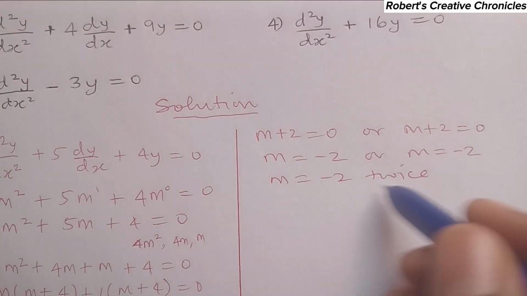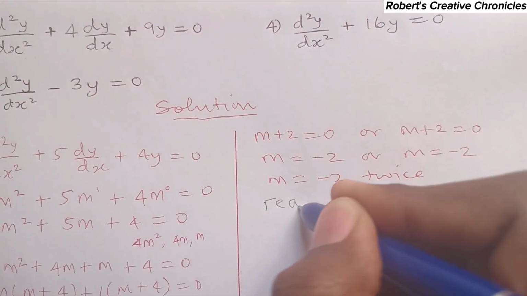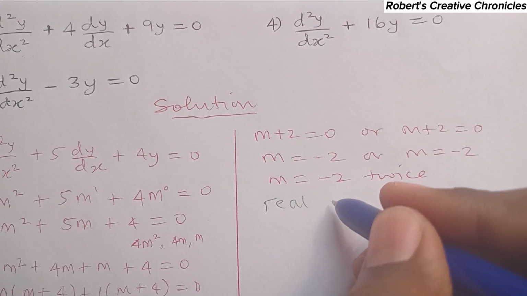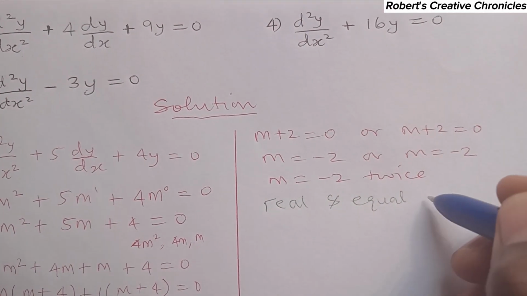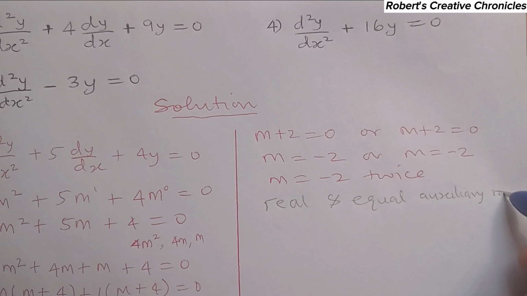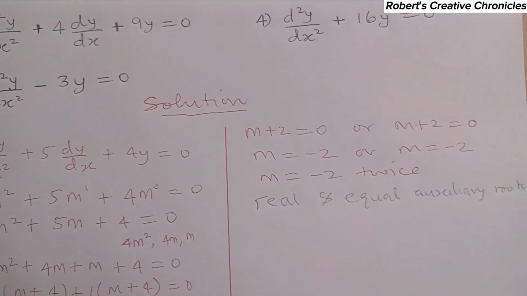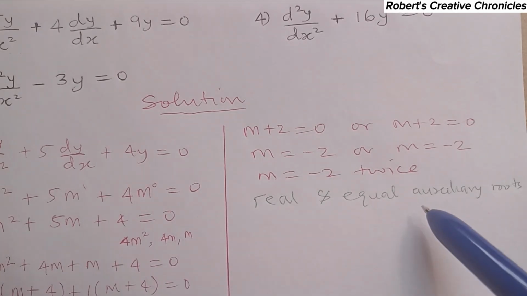So since this auxiliary root is real and equal, this is a real and equal auxiliary root. The last one was real and distinct. This one is real and equal.